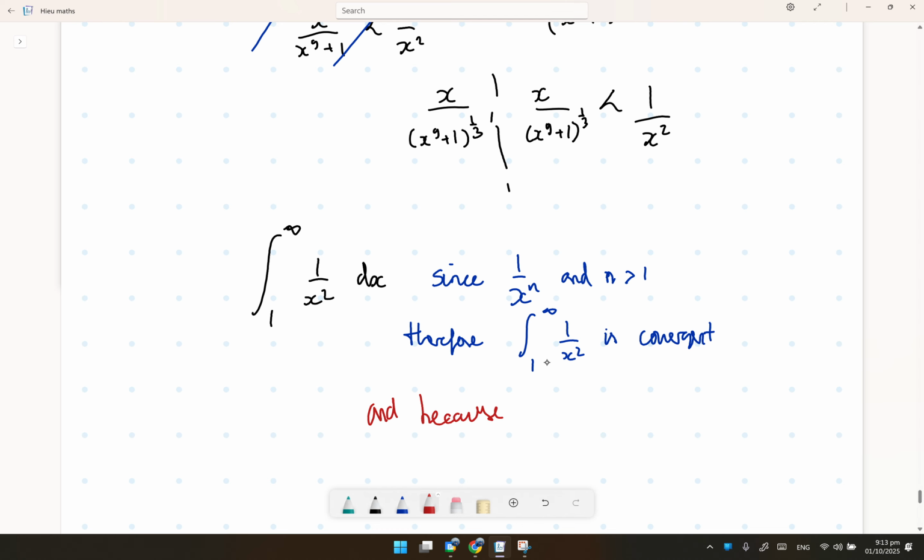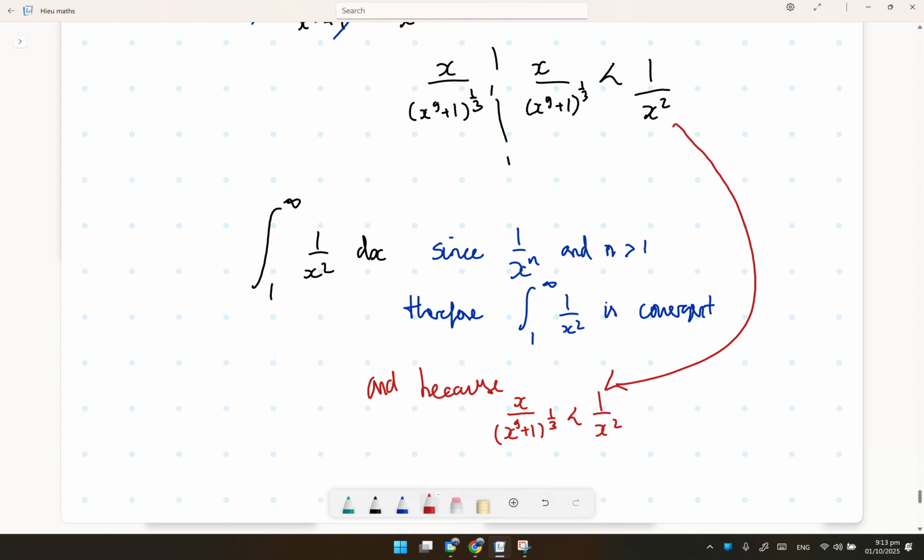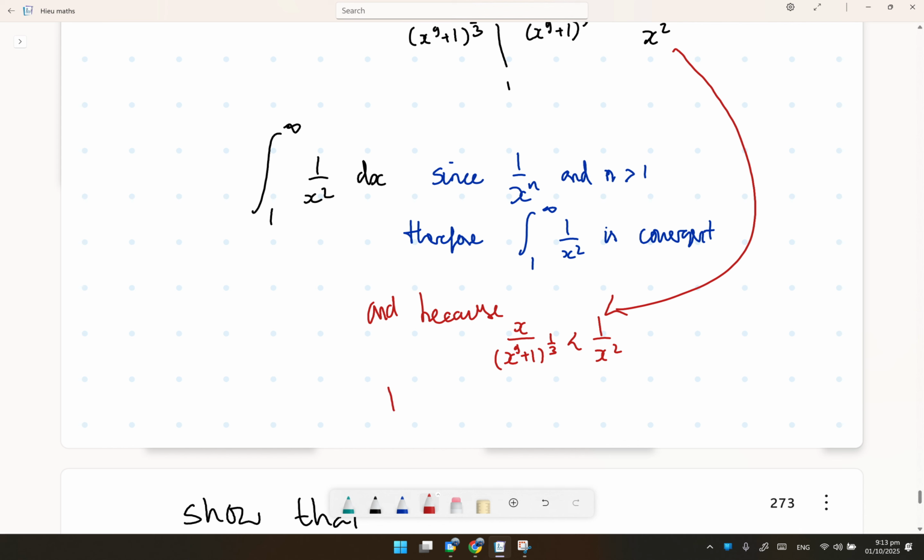And because we can prove it up here, right? Because x over x to the 9 plus 1, all cube root, is smaller than 1 over x squared, therefore, if 1 over x squared is convergent, then the integral from 1 to infinity of the original equation, x over x to the 9 plus 1 cube root, is also convergent. Oh gosh, I can't write it.